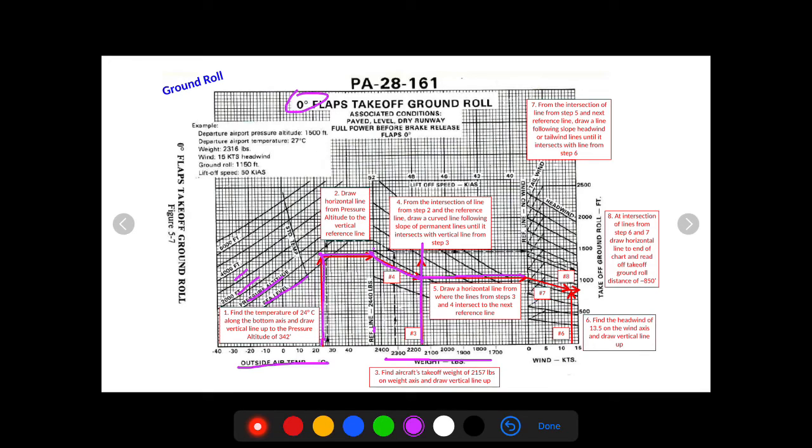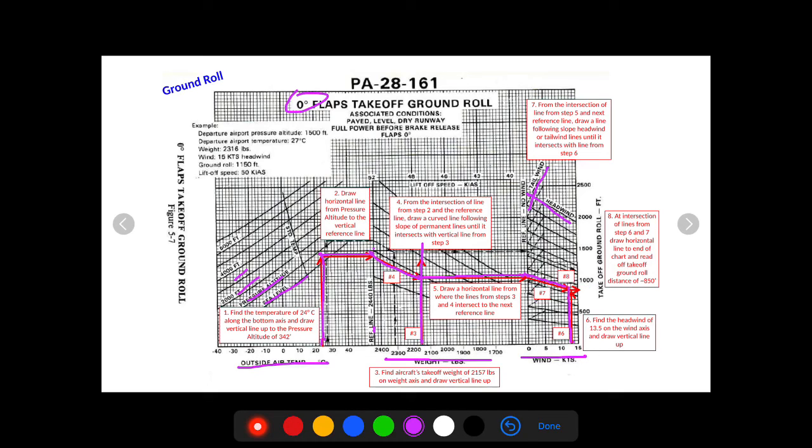Then we're going to find our headwind down on this axis, so 13.5. We find that, we draw another line straight up, all right? We come back to our reference line, and again, we follow these curves. For headwind, the curves go down. For tailwind, they go up, so we know we have a headwind, so we're going to follow the curves that go down. We're going to stay parallel to those from our reference point until we meet the line at our headwind that we just drew, and then at that intersection point, we're going to draw one more horizontal line over until the end of the chart.